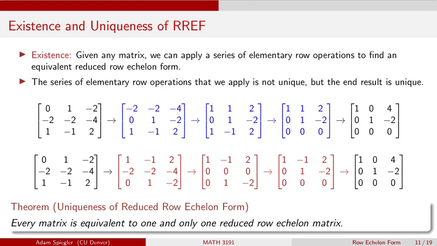In the next couple of videos, we're going to work through some examples to see how we can identify what type of solution, consistent or inconsistent, we might have based on the form of the reduced row echelon matrix.